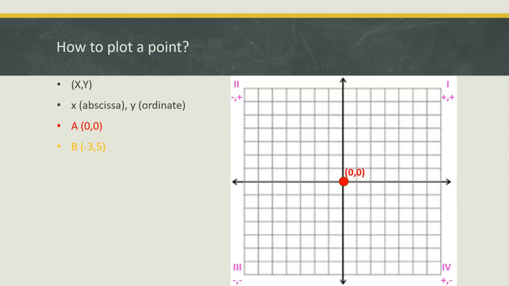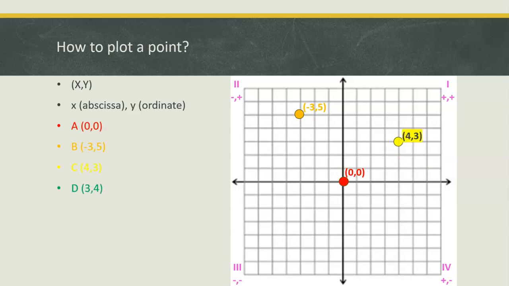Point B is negative 3, 5, which means we will be going to the left 3 and up 5. We'll be in quadrant 2. C is 4, 3, which means we'll be going to the right 4 and up 3, and we'll be in quadrant 1.